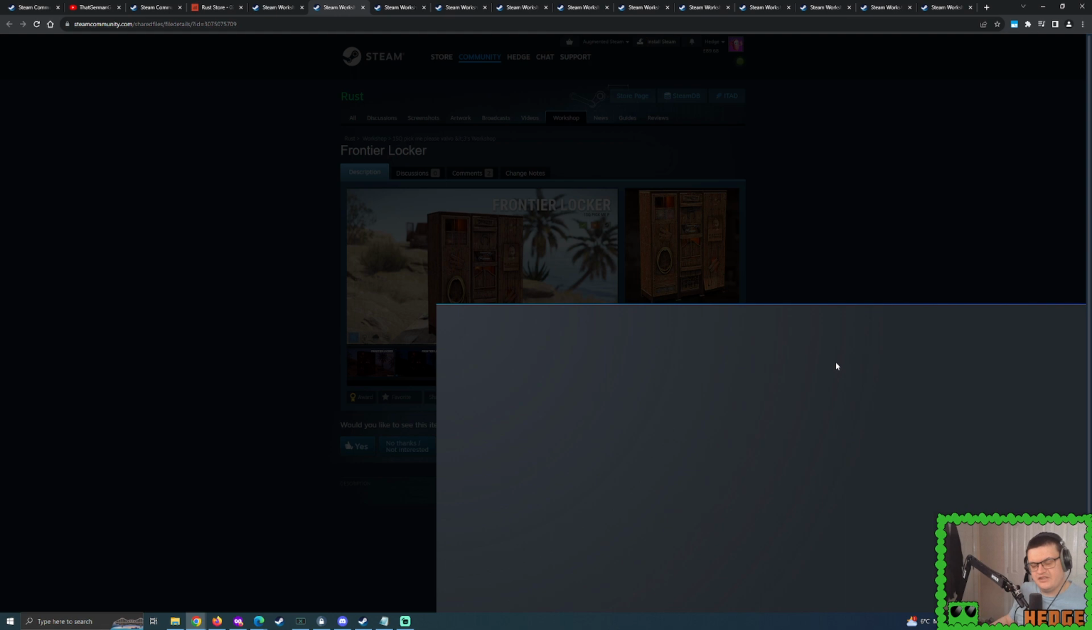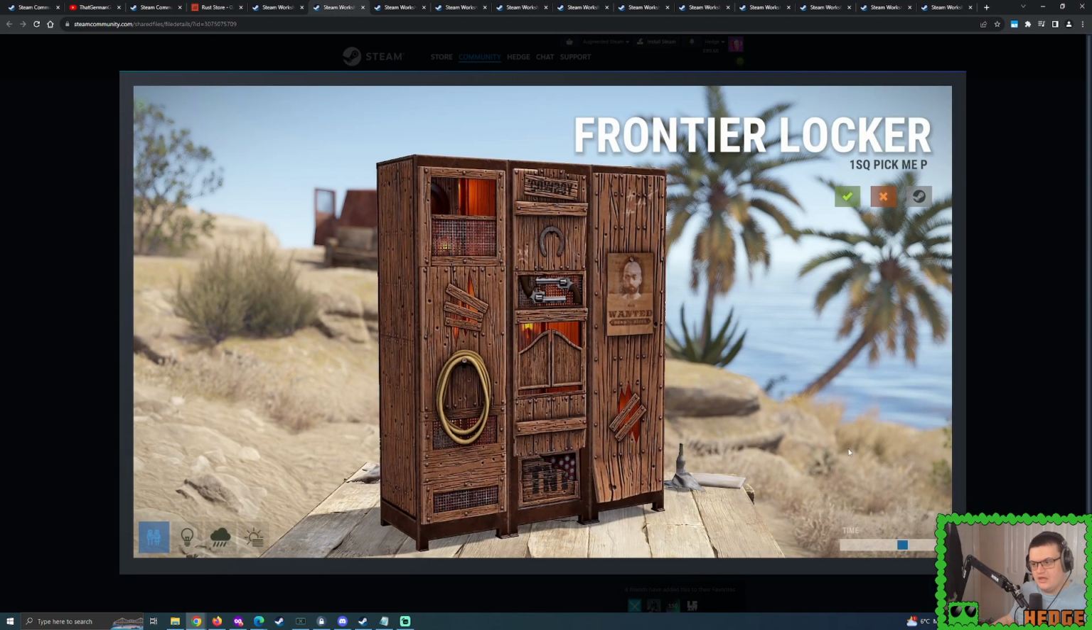You shouldn't be surprised. With brand new content, skin creators will make skins based around that. So get a good look at this. Mr. 1SQ has produced this locker skin. Do you like it? Do you reckon that'll go ever so nicely with all of your other silly little Frontier base content? Well, consider giving it a vote.